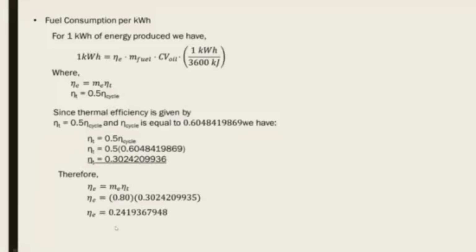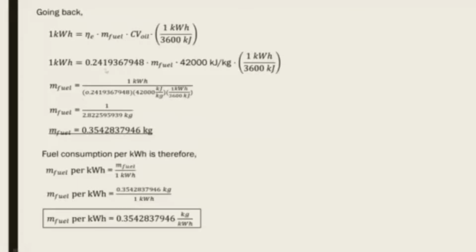After that, total engine efficiency is given by mechanical efficiency multiplied to the thermal efficiency, to which we get 0.2419367948 total engine efficiency. Going back to our equation, we substitute calculated values to get 0.354283796 mass of fuel consumption, and since we are asked to determine fuel consumption per kilowatt-hour, we have 0.354283796 kilograms per kilowatt-hour fuel consumption.